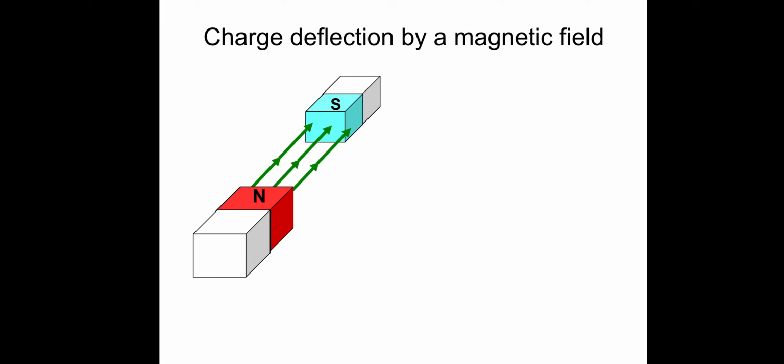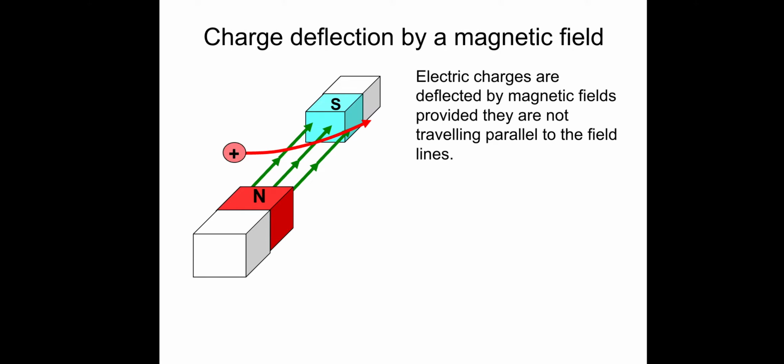Some notes. Charge deflection by a magnetic field. So this is from GCSE essentially. Electric charges are deflected by magnetic fields provided they are not travelling parallel to the field lines. That's important. If they're travelling parallel to the field lines, they experience no force.